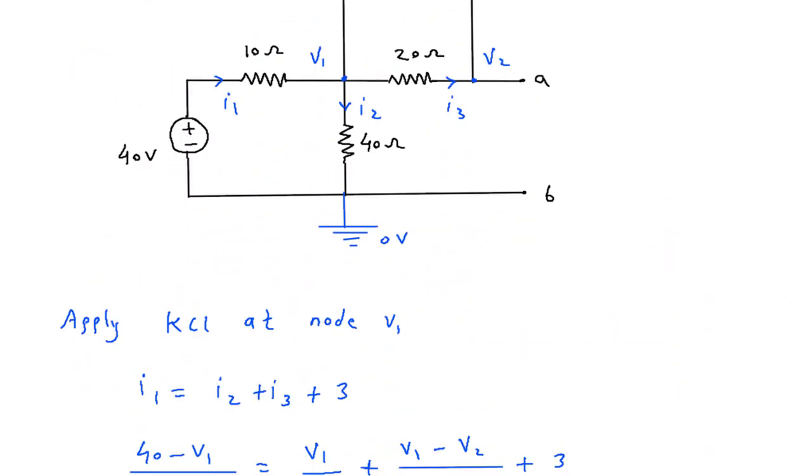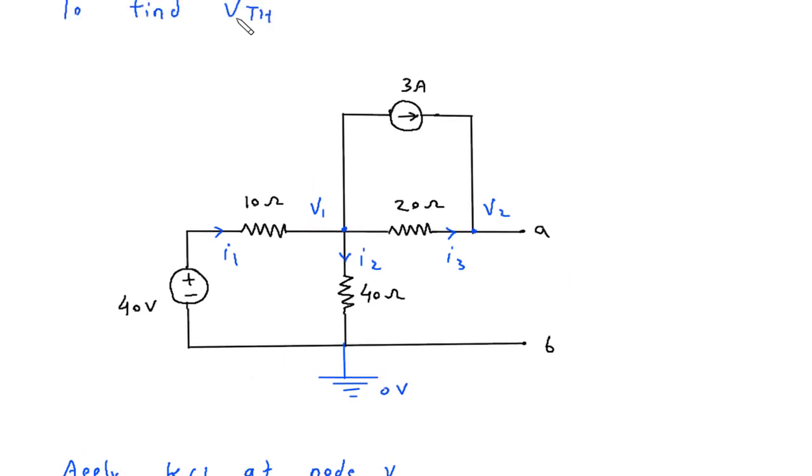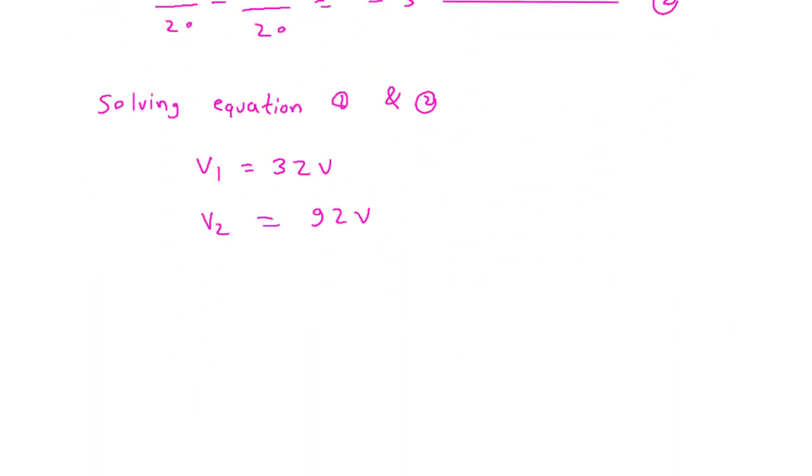What we have to find? We have to find VTh. VTh is equal to V2. Therefore, VTh is equal to 92 volt.